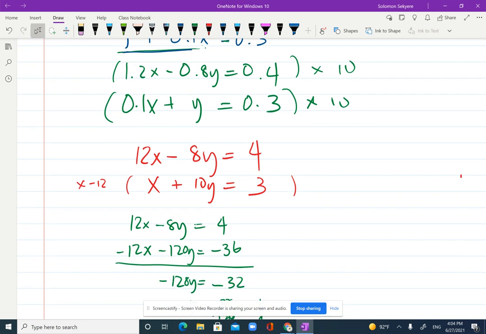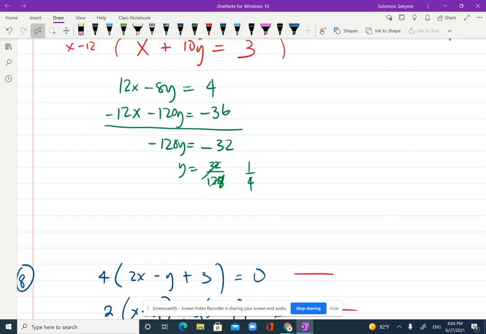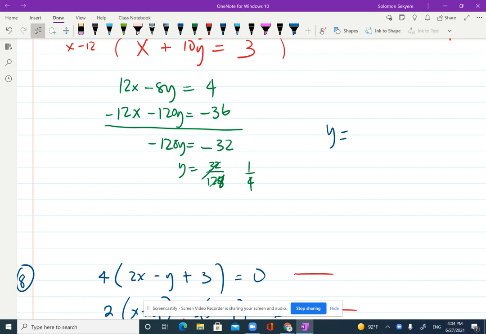Okay? And then I do the same at the bottom here. 0.1x becomes 1x, which I just write x. Y becomes 10y, and 0.3 becomes what? 3. And I solve this, and I get what? Y equals what? 1 over 4. Y equals 1 over 4, and then x equals 1 over 2. This should be your answers.